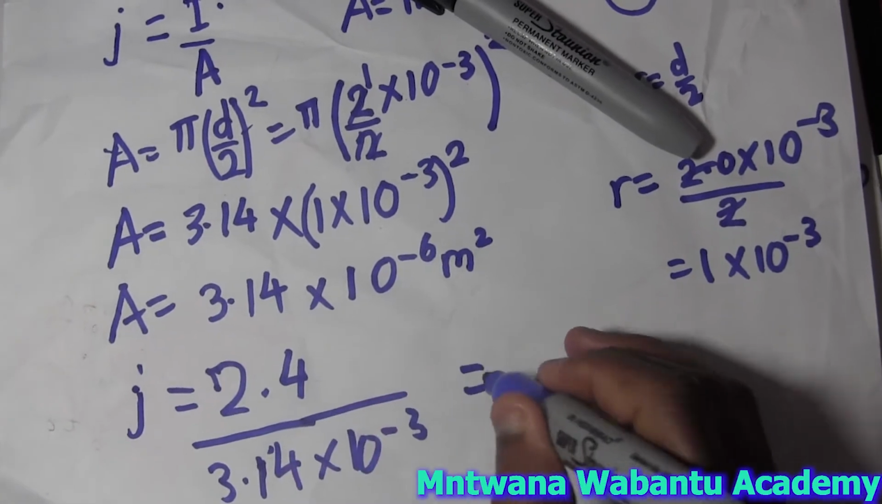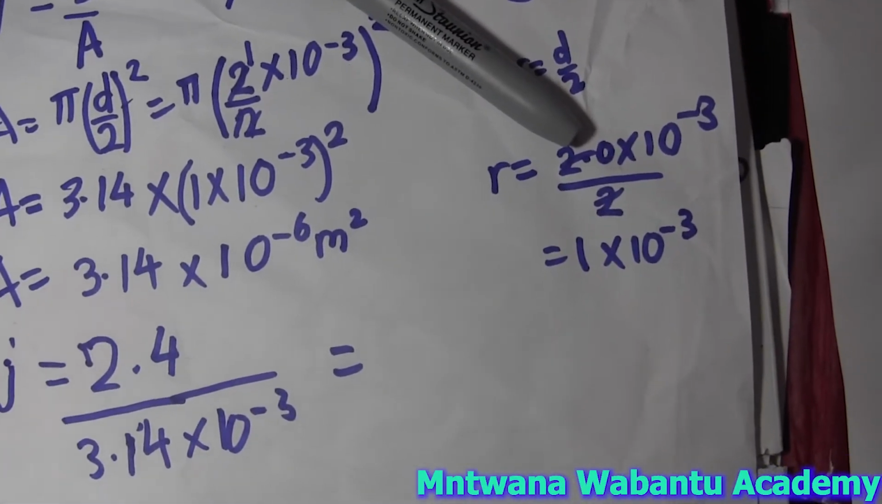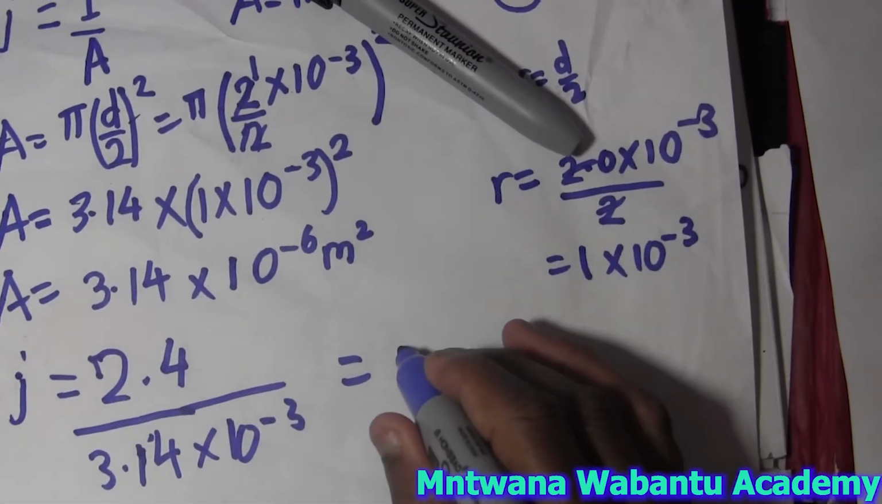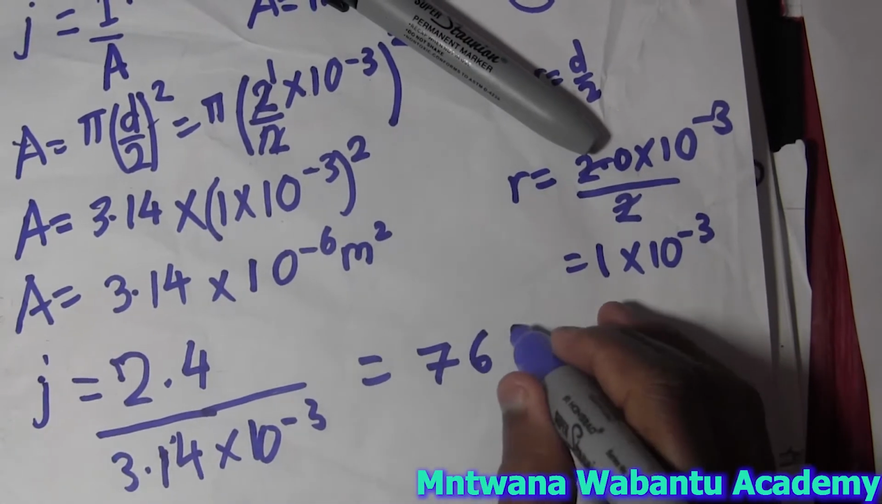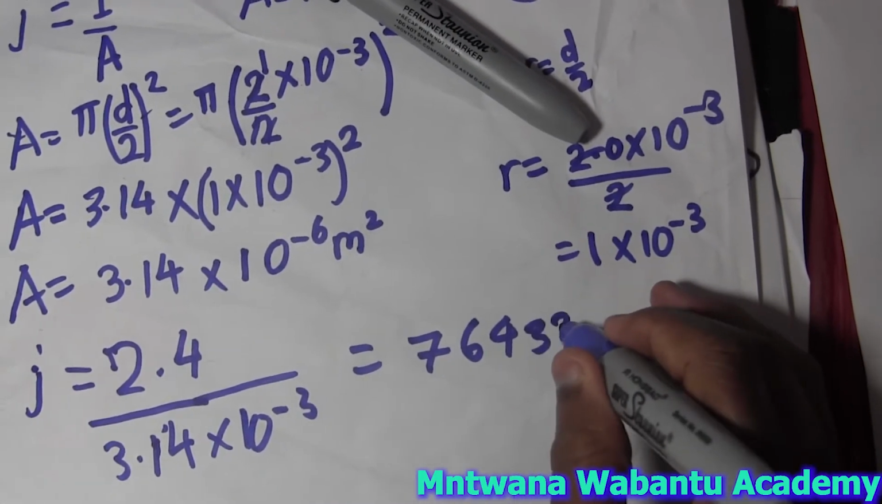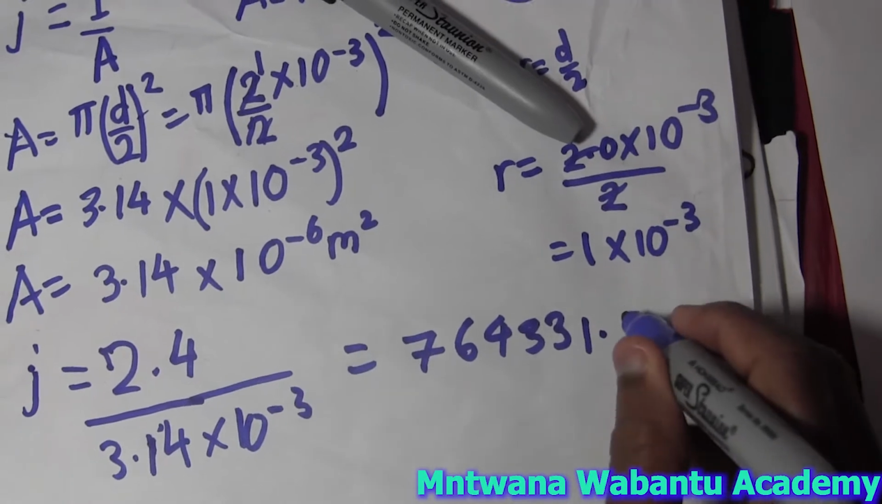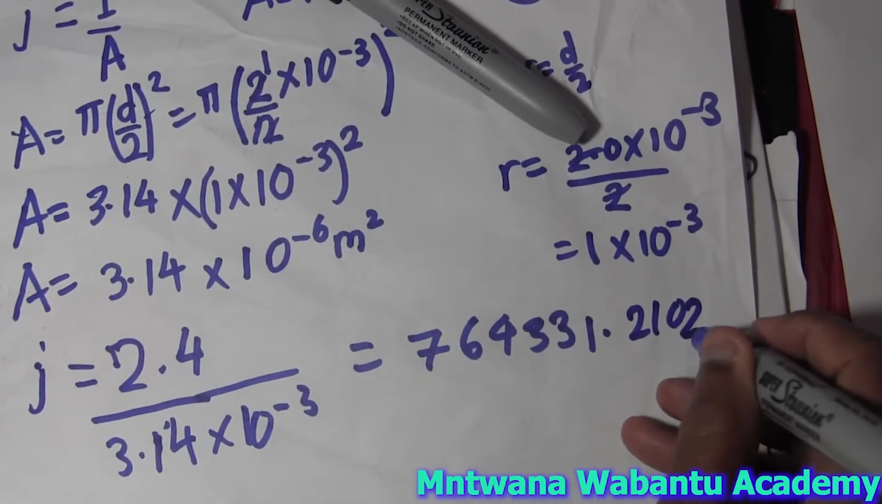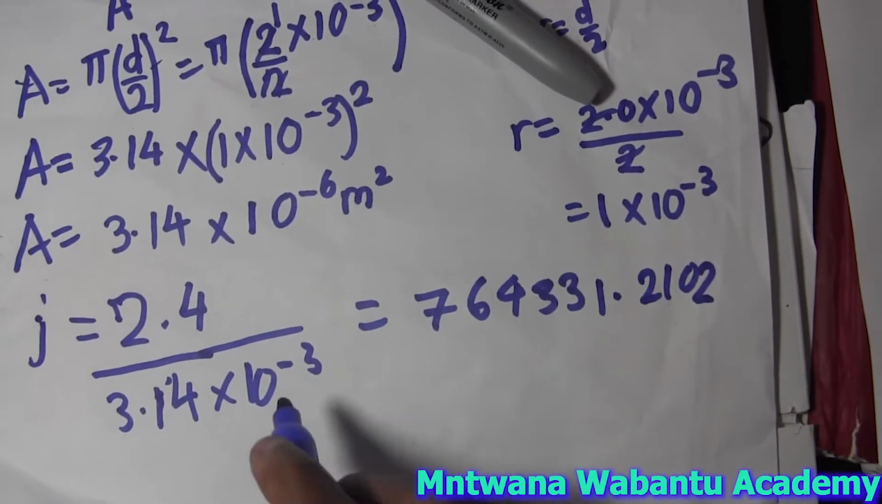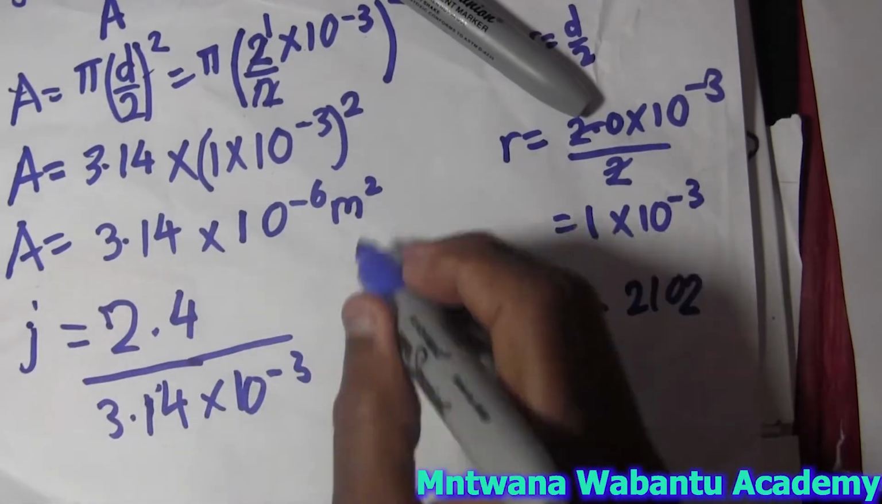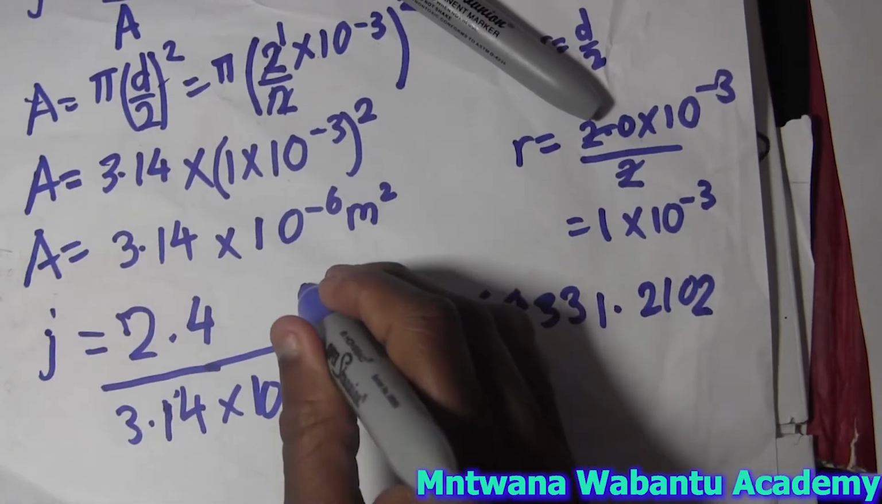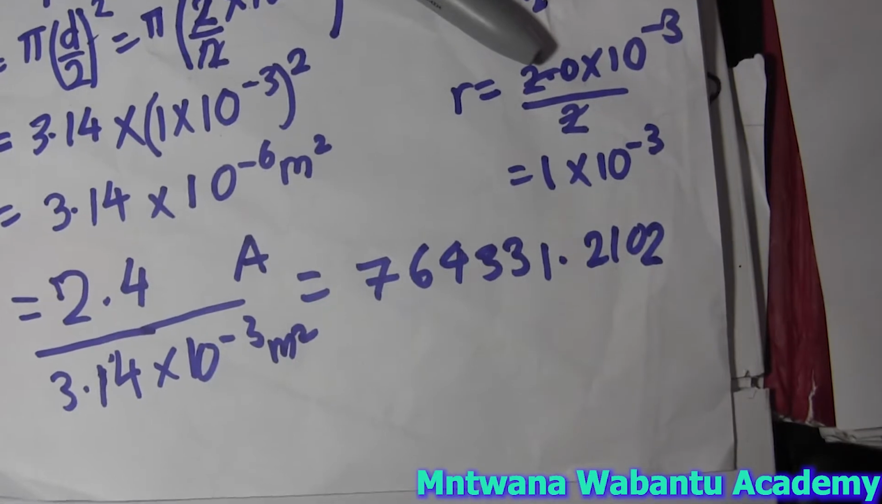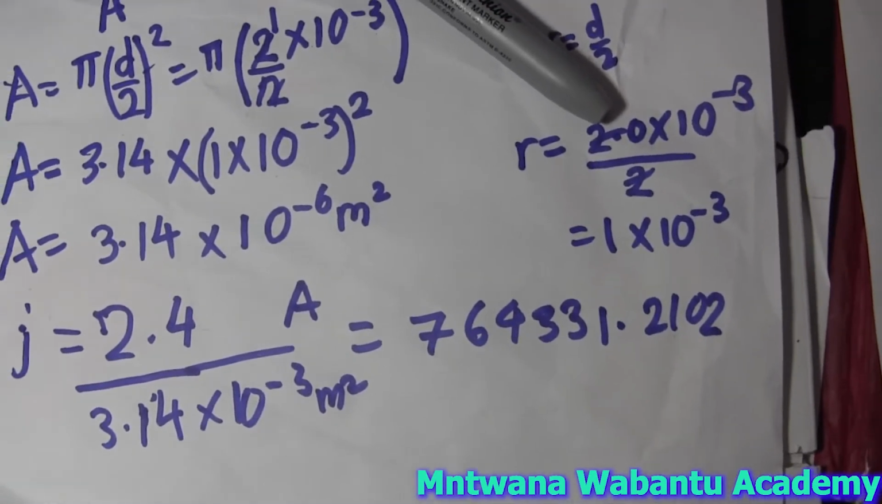Now if you plug it in the calculator, it's going to give you 764331.2102. And remember, it's a cross section area, so it's meter square, and this is ampere. But if you want to change to scientific, it's very easy.